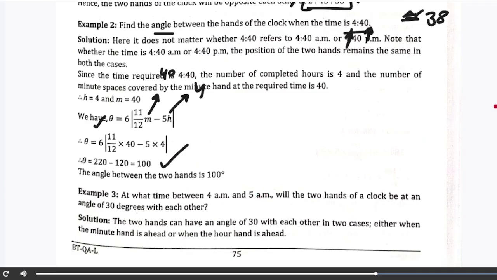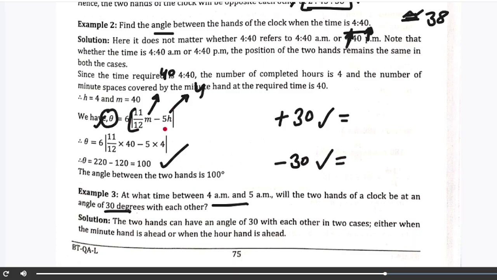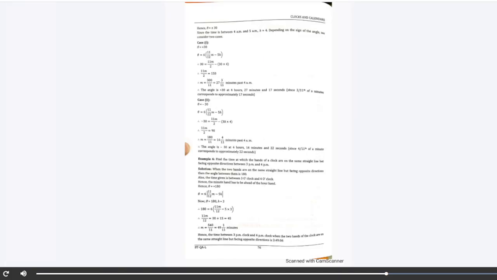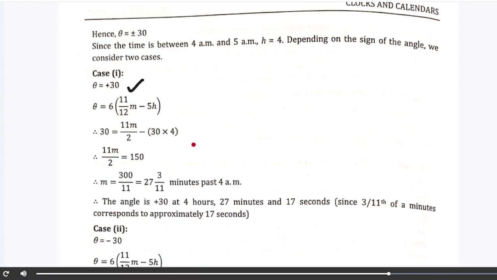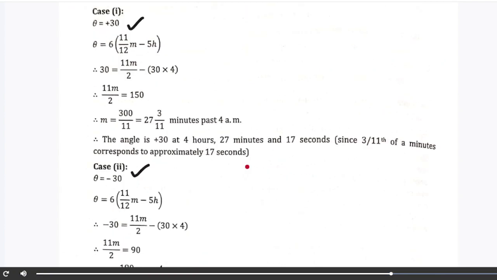The question number 3, they say between 4 and 5 a.m. the two hands of a clock make 30 degrees. Now 30 degrees will become 2 cases. So once take this theta as plus 30. The second time, take it minus 30 and solve it. You'll get the answer. Convert this modulus bar into simple brackets. So case 1 plus 30 and case 2 minus 30. You may solve it yourself, and if any doubt comes, ask me.